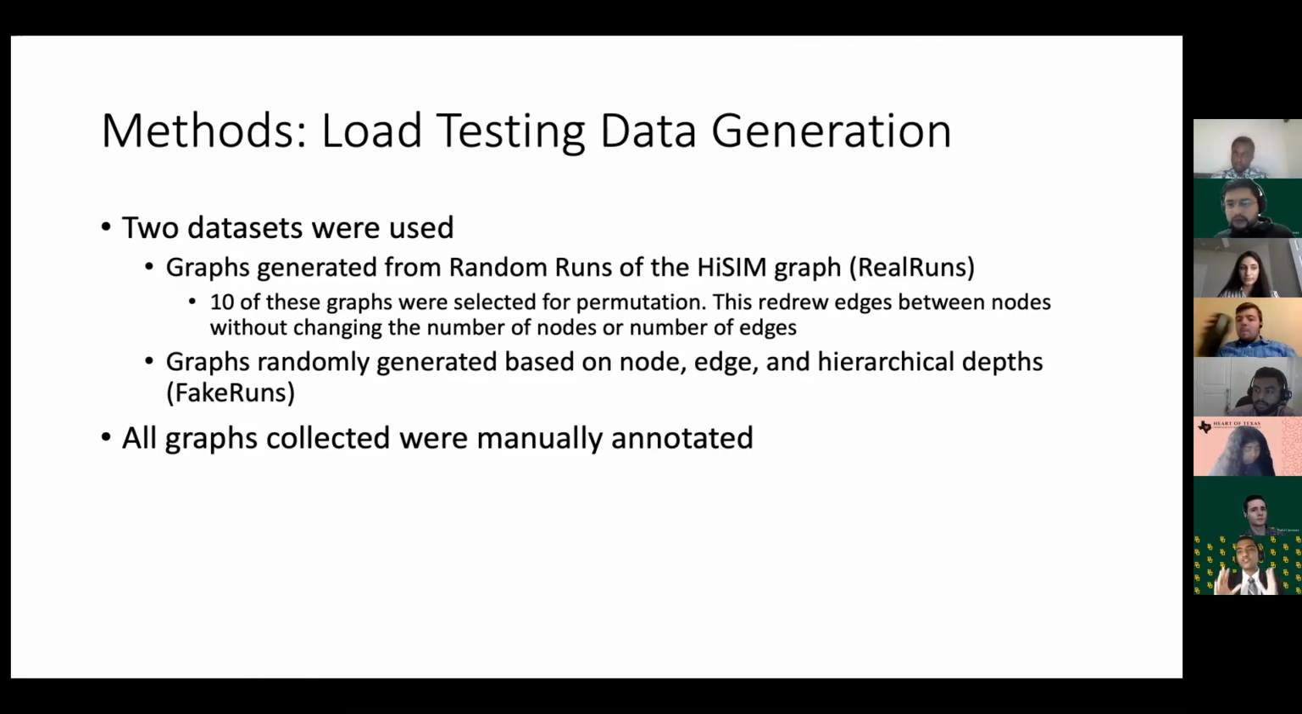Our second data set, where we were able to collect more data, was graphs that were randomly generated based on node, edge, and hierarchical depths. We call these fake runs. These are just randomly generated graphs. They weren't run through the Hygiene tool, and they just mimicked the output of the Hygiene tool, but they were fake. Then we manually annotated all of these graphs to determine whether they appeared correctly on the VC plots or not.